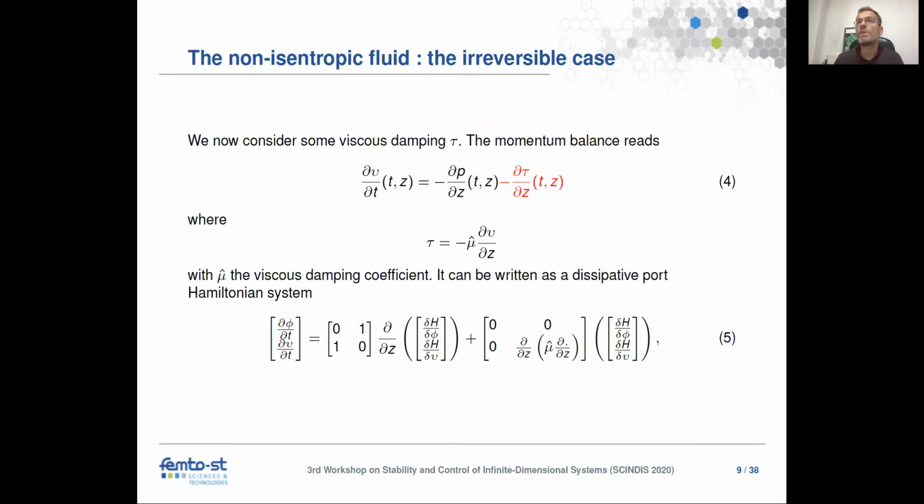Okay, now if we add some viscous damping in this system, the viscous damping is defined from the derivative of tau, and tau itself is defined with the derivative of the velocity. And you can see that in this case, a second order differential operator appears that is no longer formally skew symmetric, as it is now related to dissipation. So if you write down the equations, you can extend the previous model to this one, meaning that you still have this balance equation, but in the balance equation on the velocity, this term appears that is a second order differential operator. And it does not fit anymore in the port Hamiltonian framework.